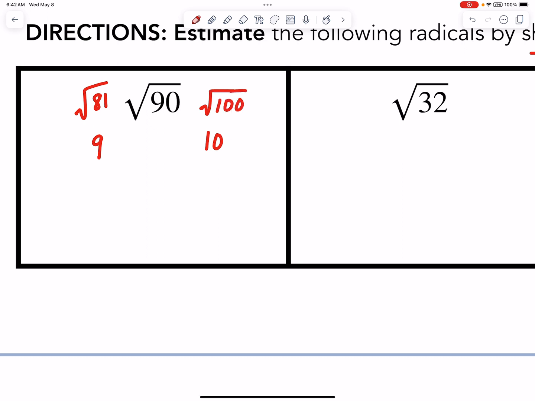Okay, and now I just have to decide what it's closest to. Well, it's about 10 away here, and it's actually pretty close to 10 away here. Okay, it's only 9 away here. So it's closer to the 9, but it's really close to half. So I'm going to say 9.4 would be my guess.